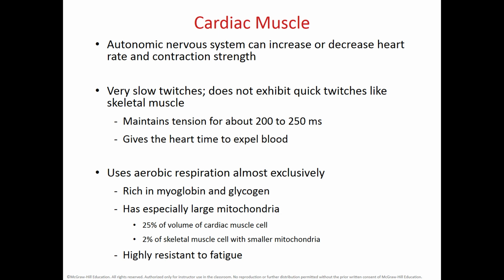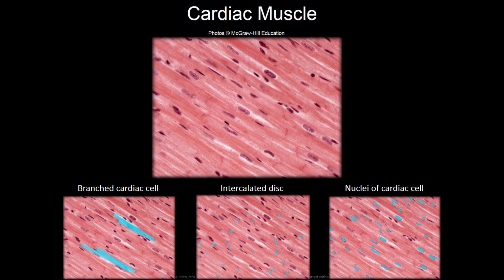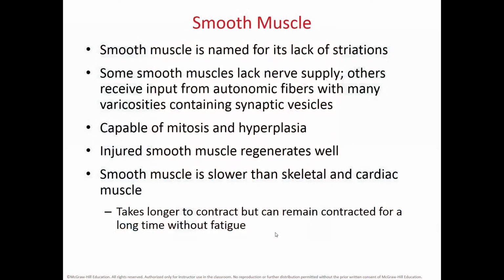So this makes this muscle, because of this, highly resistant to fatigue. So this is how the cardiac muscle cells look like. They are short and they are branched, and this will be the intercalated disc or the strong connections, and they only have one single nucleus per muscle fiber or per cell.